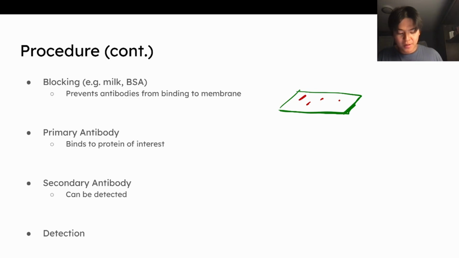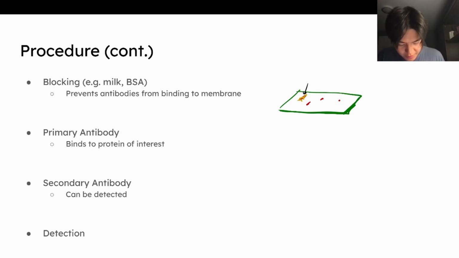If our antibody is going to bind to this protein in order to detect it, and the antibodies end up binding to the membrane, then there's kind of no point, right? So we block it with some milk, so now antibodies can't bind to the membrane. Now we have something called a primary antibody, and the primary antibody will bind to our protein of interest. Let's say this is our protein of interest right there, and this antibody will bind to it.